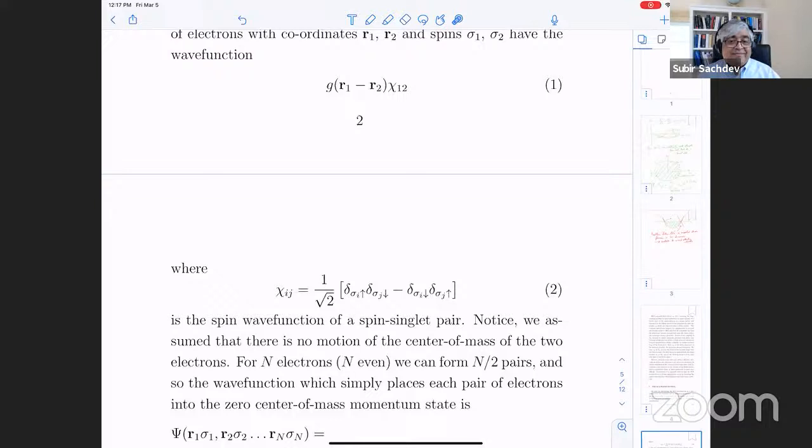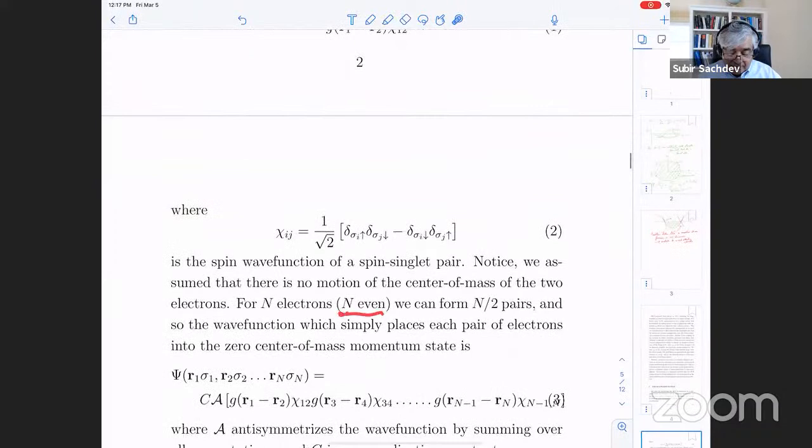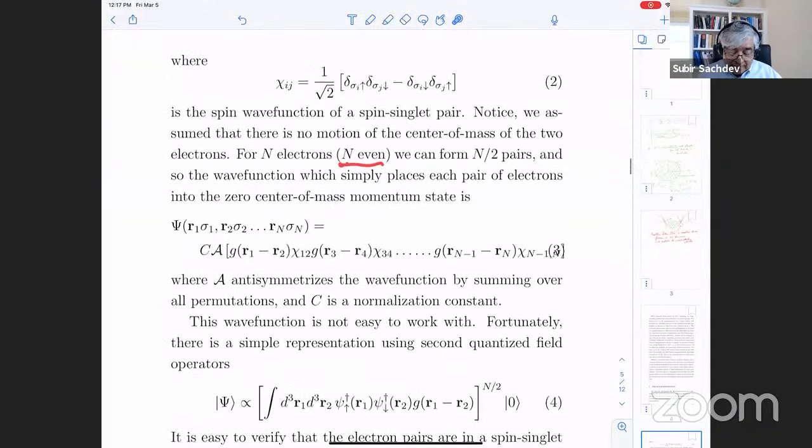So now I want to make a bound state wave function for n electrons. I'm going to assume n is even, so they're going to form n over two pairs. So I just do the very simplest thing. I take electrons 1 and 2 and put them in this bound state. Then electrons 3 and 4 in the same bound state, and so on. And this is explicitly, as you can see, just exactly what you do for a Bose-Einstein condensate, except it's a Bose-Einstein condensate of pairs of particles.